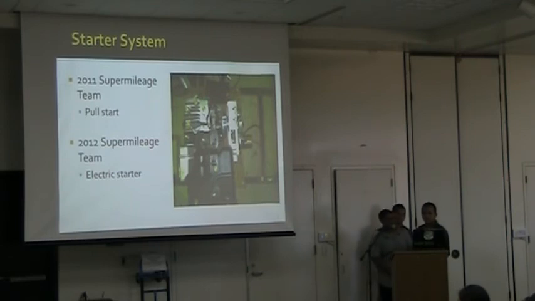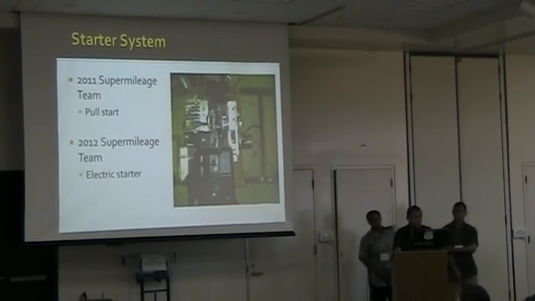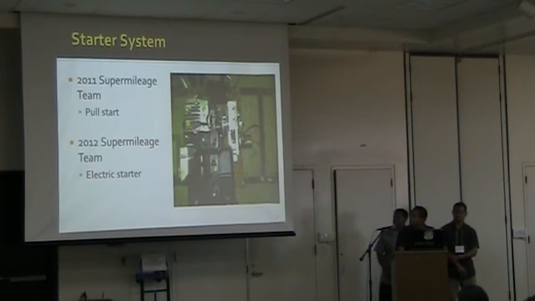So in order to use our burn and coast strategy, we needed to implement an electric starter so that the driver can start the engine up after coasting. This picture shown here is the electric starter motor that turns the motor, so the driver can restart the motor.